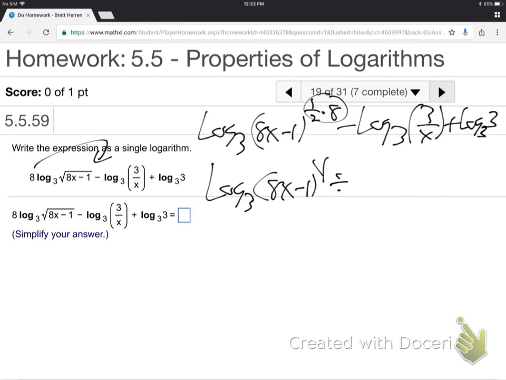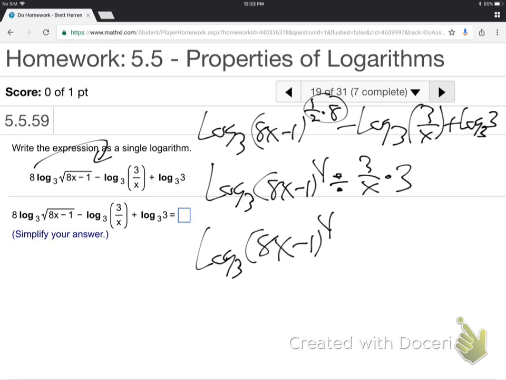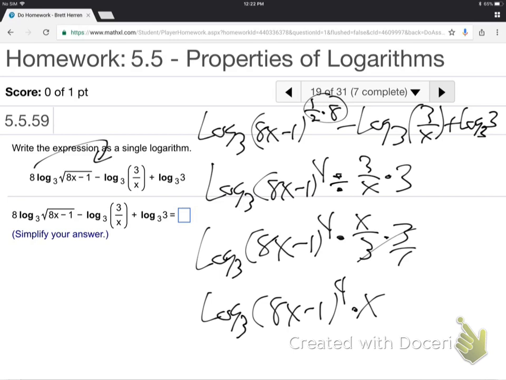Minus means divide by 3 over x, and plus means times 3. Right? And then we go, okay, 8x minus 1 to the 4th, and then times, flip this over, x over 3 times 3 is 3 over 1, cross cancel. Log base 3, 8x minus 1 to the 4th times x. There it is. So I kept showing so many things that aren't true, it got confusing. There's what is true, straight down. Right? Isn't that good? Yeah?